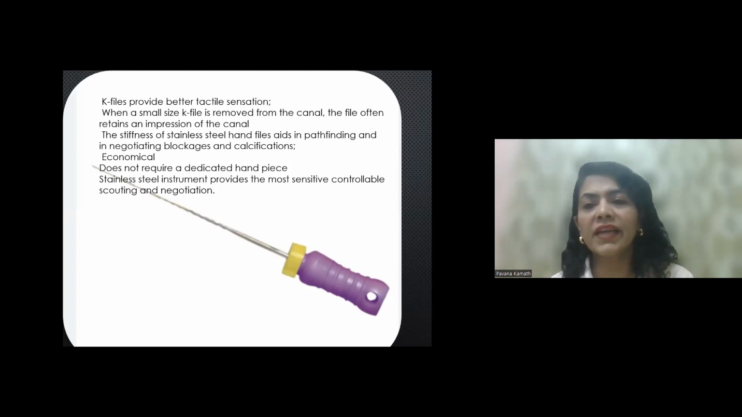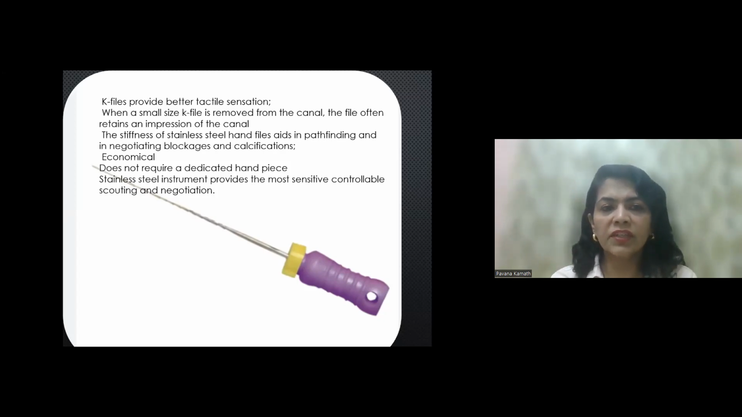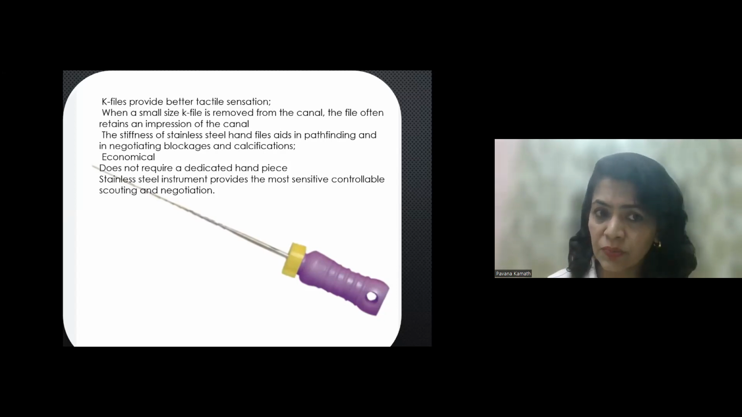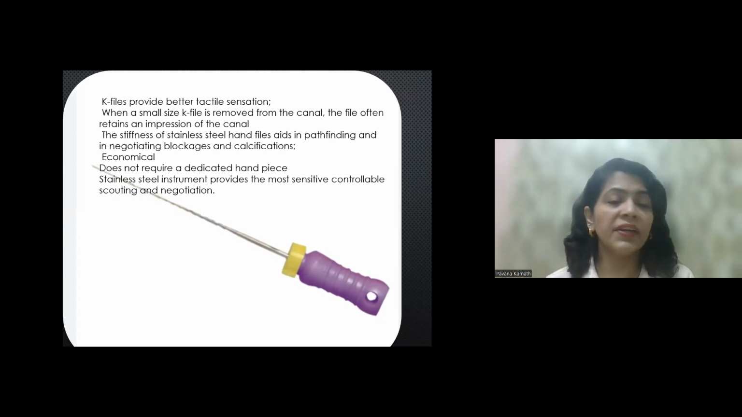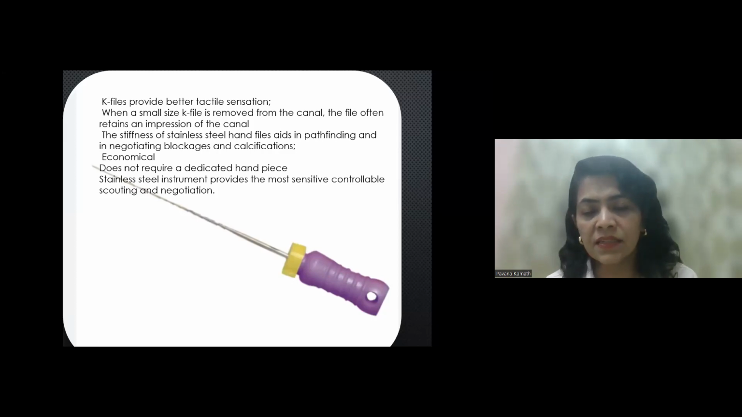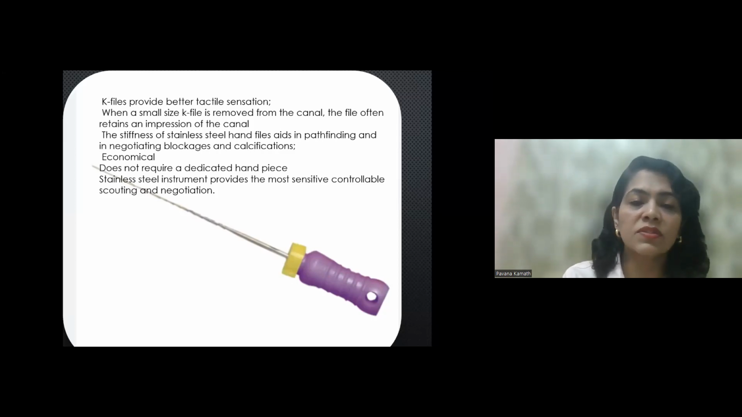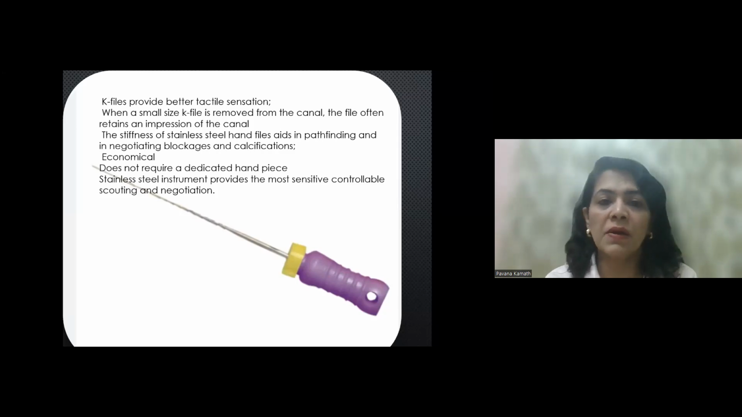So whenever a small K file, number 10, generally is inserted into the root canal, when we withdraw it, you can actually see the impression of the canal, whether it has a single curve, whether it has multiple curves, etc. The stiffness of the stainless steel hand file aids in pathfinding and negotiating blockages and calcifications. Above all, it is economical to use a K file and it does not require a dedicated handpiece. And stainless steel instruments provide the most sensitive, controllable scouting and negotiation to produce a reproducible glide path.